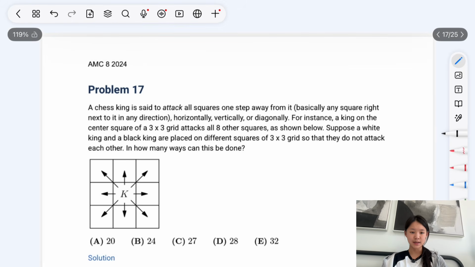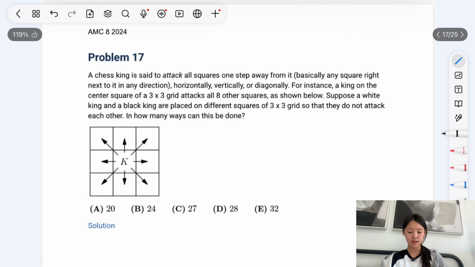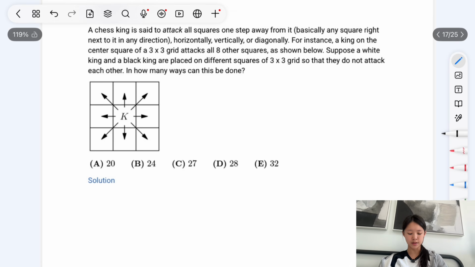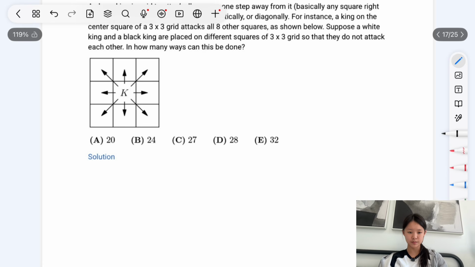Problem 17. A chess king is said to attack all squares one step away from it. Basically, like any square next to it in any direction: horizontally, vertically, or diagonally. For instance, a square in the center would attack all 8 other squares as shown below. Suppose a white king and a black king are placed on different squares of a 3 times 3 grid so they do not attack each other. How many ways can this be done?